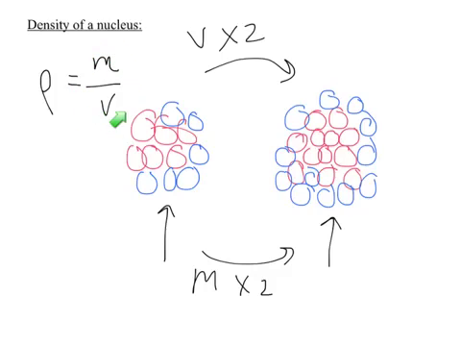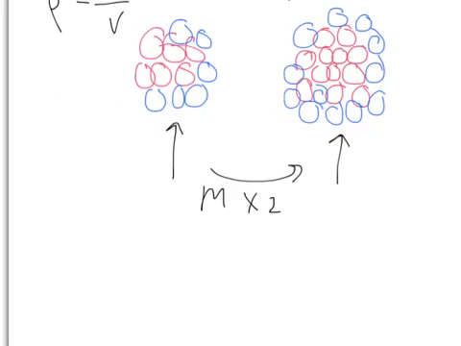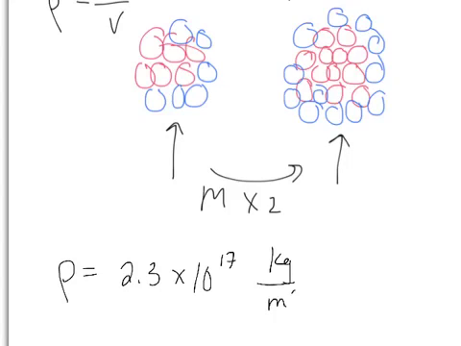So what happens is if these both double, I still end up with the exact same density. So what we can say again is that all nuclei have approximately the same density. What is that density? Well, that density is an extremely large number. The density of nuclei is 2.3 times 10 to the 17 kilograms per cubic meter.